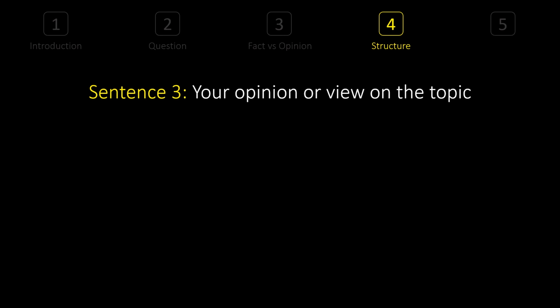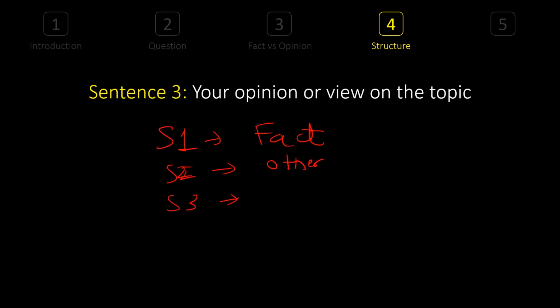So I'll just revise briefly so that you understand what we are going through. Sentence 1 was a fact-based statement. How did we find the fact? By understanding the question. There might be fact or opinion. Sentence 2, we talked about others' opinion on this fact. Sentence 3 is your opinion or view on the topic. Got it? That is where we are right now. Let me show what it means.